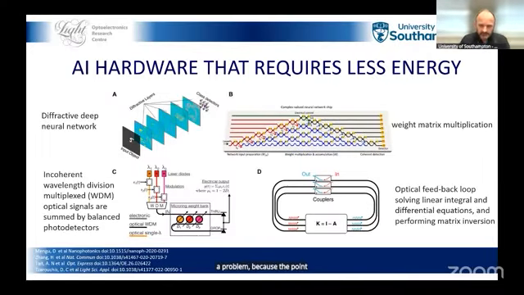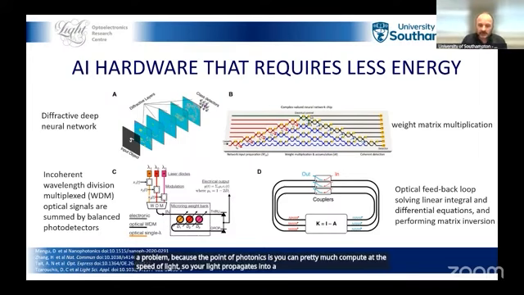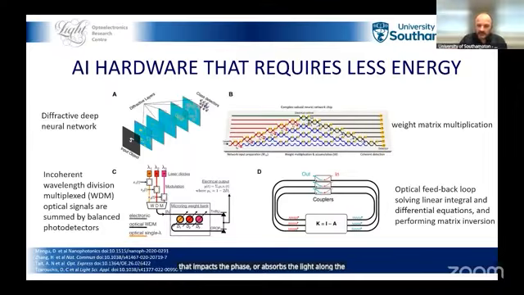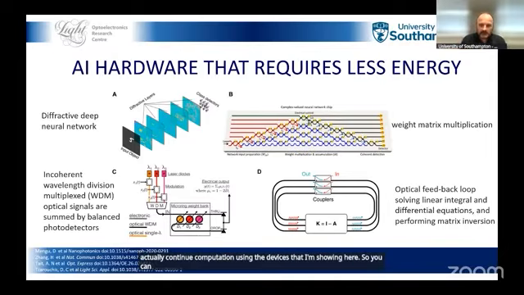Because the point of photonics is you can pretty much compute at the speed of light. So your light propagates into a system, and you see different weights that impact the phase or absorb the light along the way, and you can actually do computation using the devices that I'm showing here. So you can do that in free space, or using Mach-Zehnders on a chip that gives you this weight matrix multiplication. You can do that in a non-coherent environment with different sources and ring resonators, and so on and so forth, right? So the idea is always the same. You propagate your light, you have the memory as you propagate, and you try to do computation as you go along. Next slide, please.